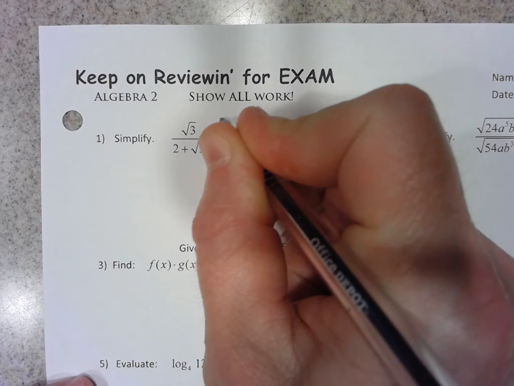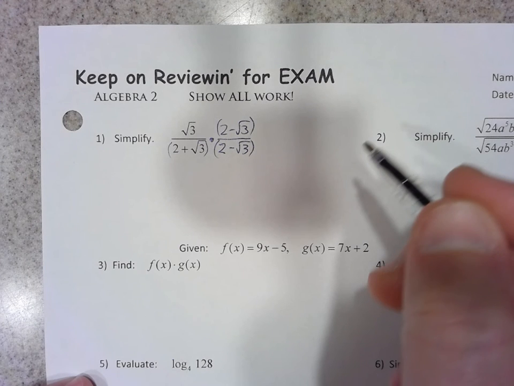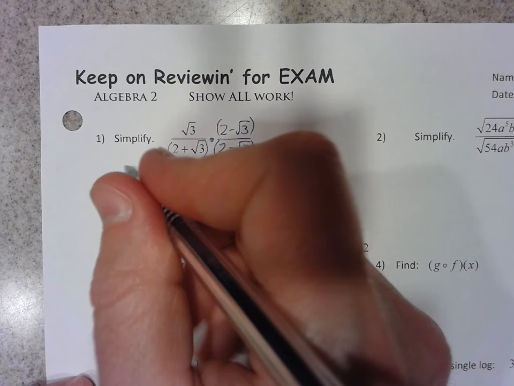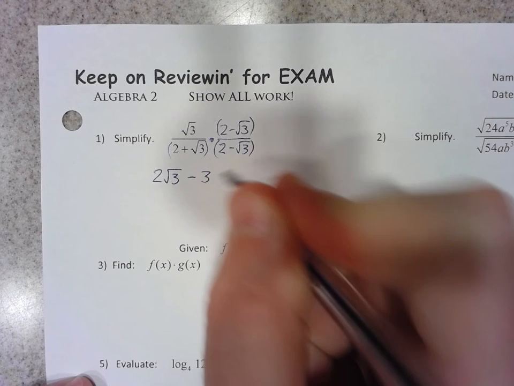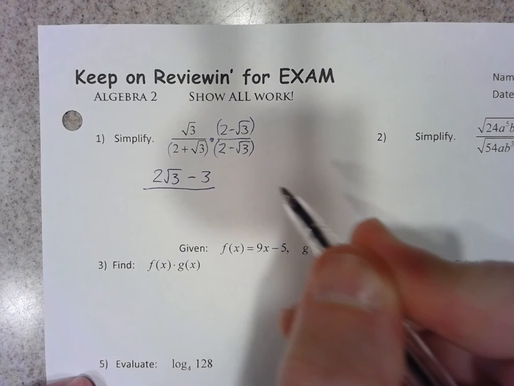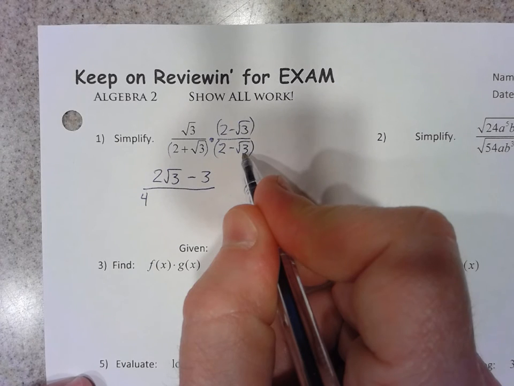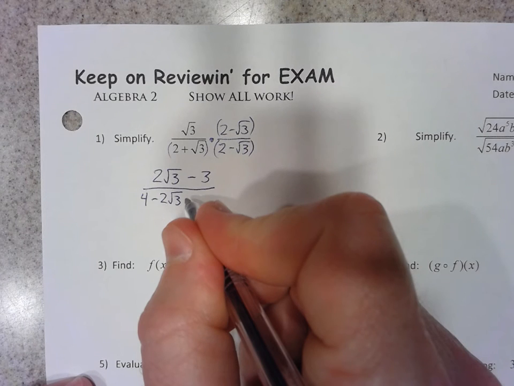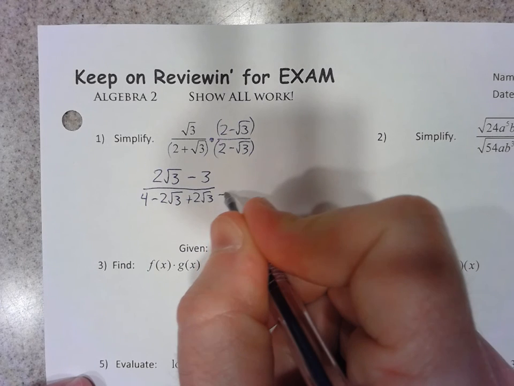Think of this as a group because of the addition and subtraction signs. And so now I need to distribute square root of 3 times 2 and square root of 3 times minus square root of 3, which is square root of 9 or just 3. On the bottom, 2 times 2 is 4, 2 times minus square root of 3 is minus 2 square root of 3. Then the next term, square root of 3 times 2, and square root of 3 times minus square root of 3 becomes minus 3.